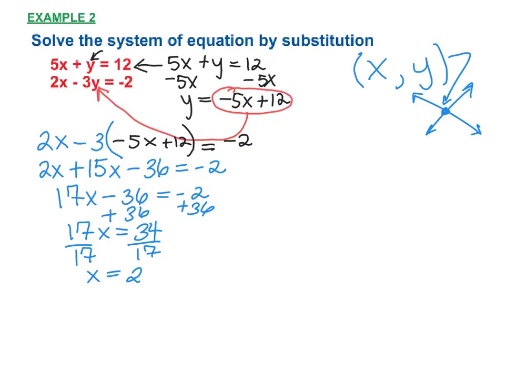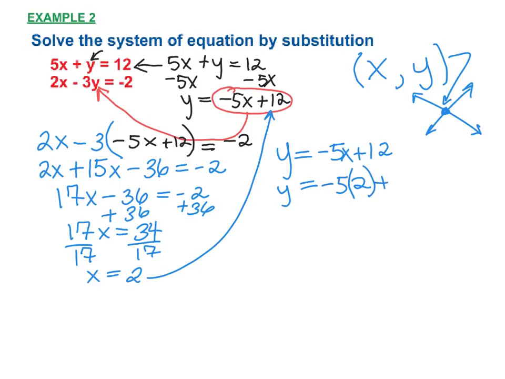I'm going to take that x value and plug it back up into my equation that I've already solved for y to get the value of y. So I have -5x plus 12. Well, I have a value for x, so -5 times 2 plus 12. y is also going to be 2, and that's just a coincidence in this problem. So my point of intersection is going to be 2, 2. Now, if you plug those back into those two equations, do they work? Let's just check.